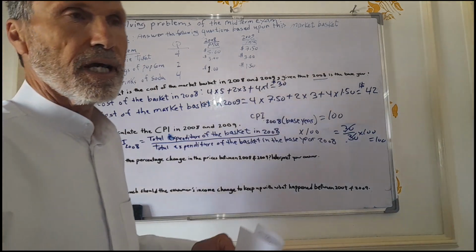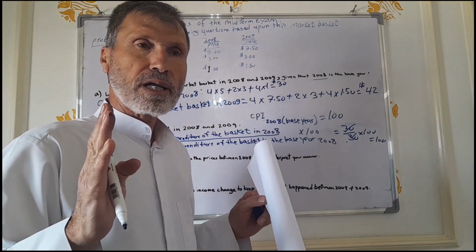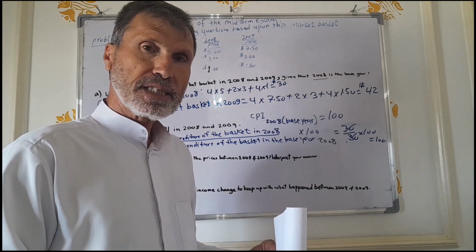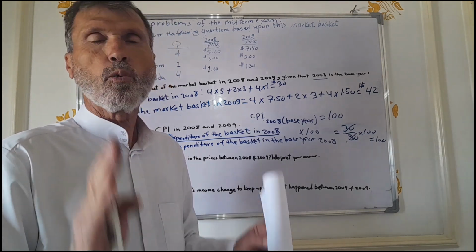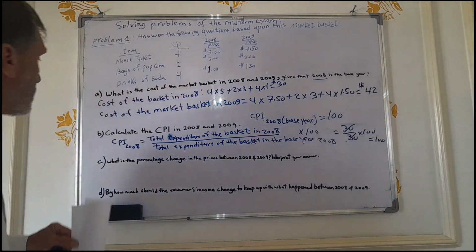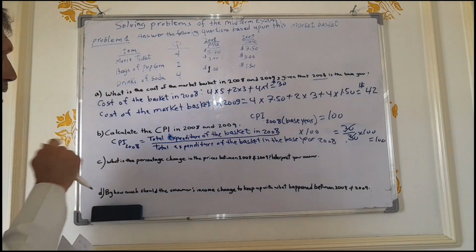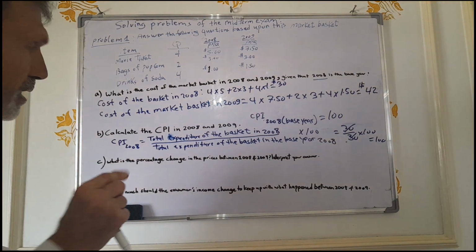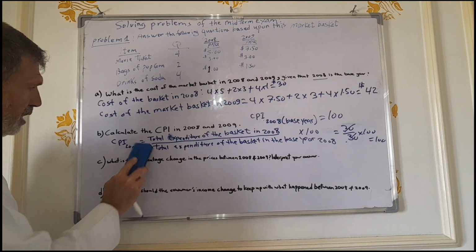So whenever you encounter a question that asks you to calculate the CPI in the base year, just write the CPI in the base year equals 100. Now, the same thing, if we want to calculate the CPI in 2009, let me just change the year here and put 2009.